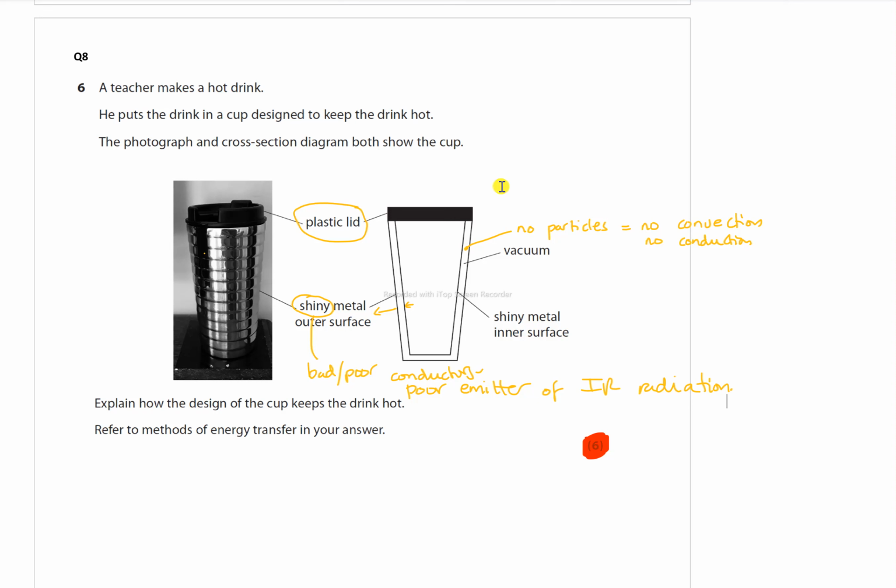Right, we've got to put all that in somehow. You've also got a plastic lid. Plastic is a poor conductor. Plus, it stops convection currents.